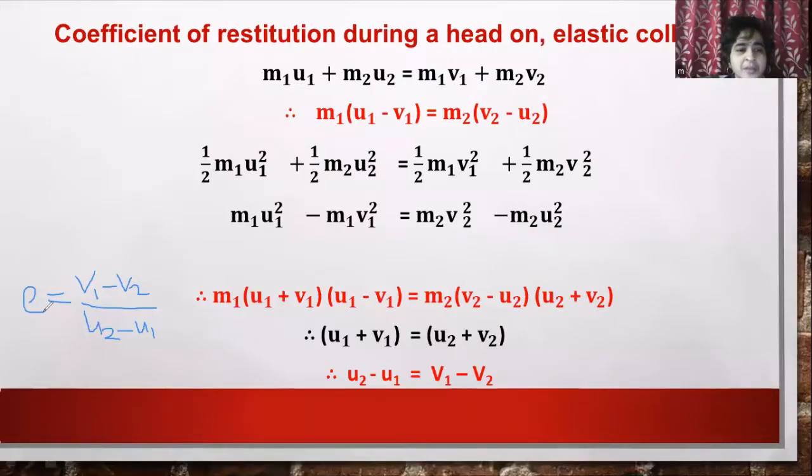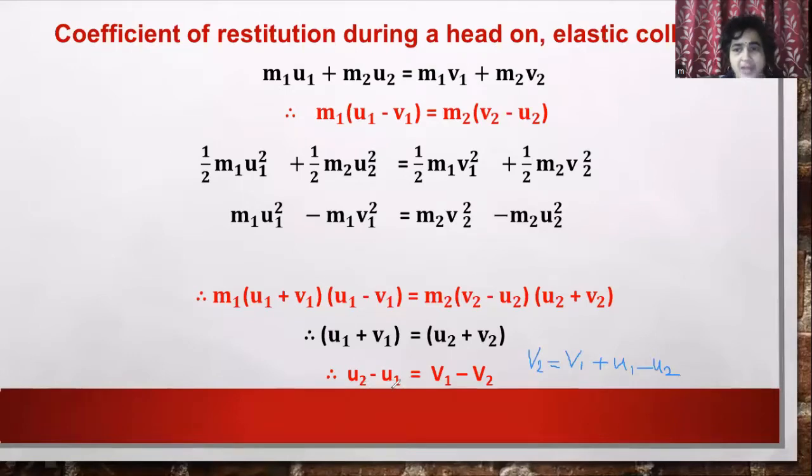If we remember the definition for the coefficient of restitution E, the formula is E is equal to V1 minus V2 upon U2 minus U1. See, V1 minus V2, here it is, upon U2 minus U1. Now what we observe is these two terms are equal. So the coefficient of restitution is 1 for a perfectly elastic collision, or simply elastic collision.